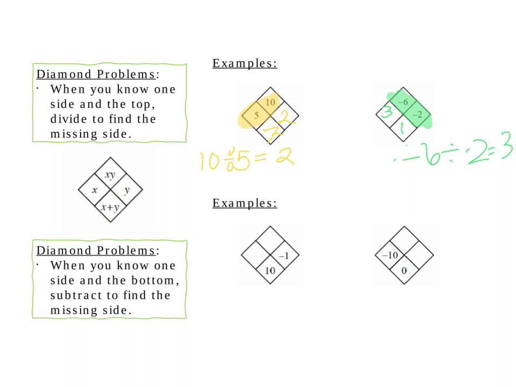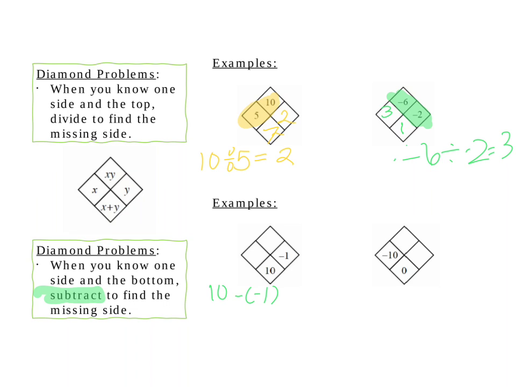With problems where you know the bottom and one of the sides, you do the opposite of addition, which I think we all know is subtraction. So, this first one, I'm going to go 10 minus negative 1. Make sure you don't do 10 minus 1 because that would be incorrect. That's a negative 1 and I'm subtracting it.